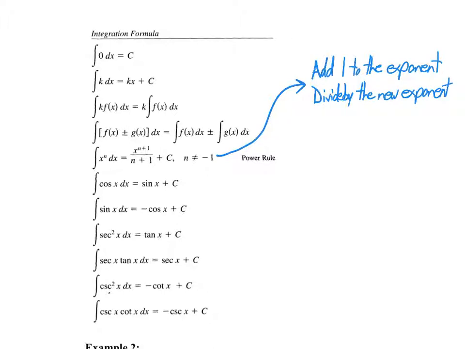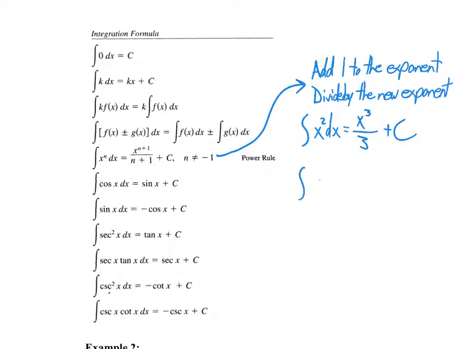Okay? So, let's do a couple of these real quickly. The integral of x squared dx. Using the rule here, add 1, so it's x to the third. Divide by 3, or 1/3 times x cubed. Alright? And then, of course, plus c.